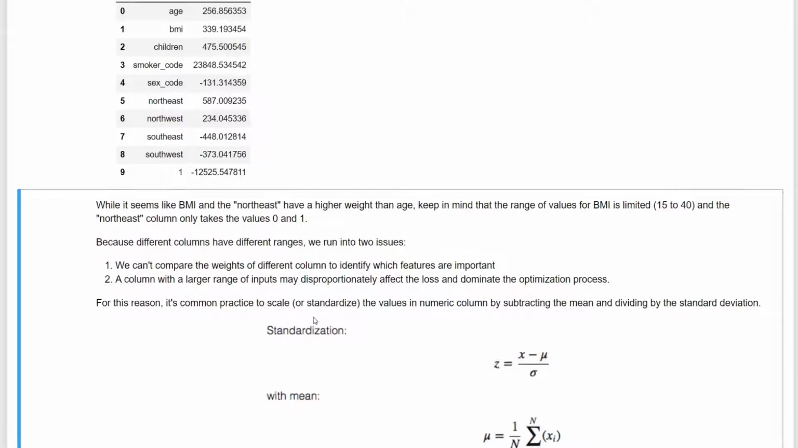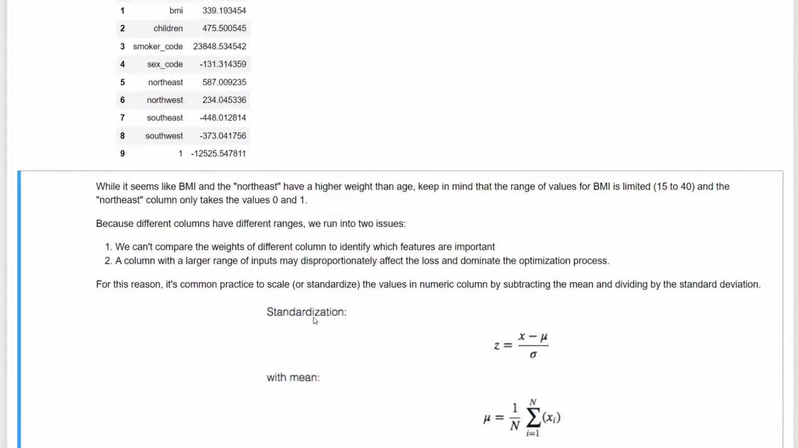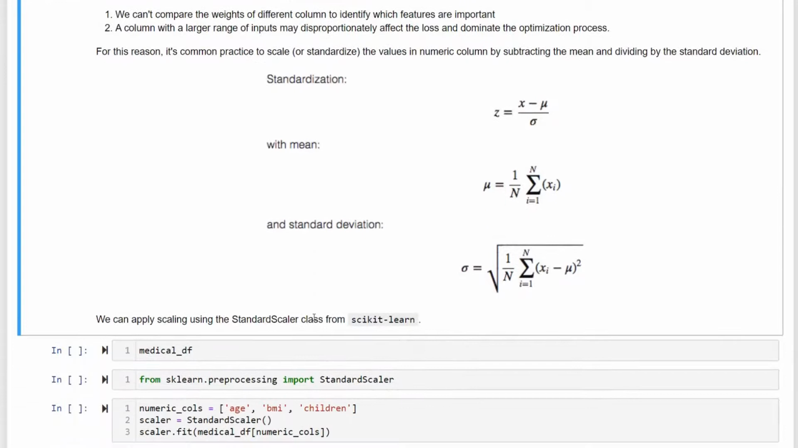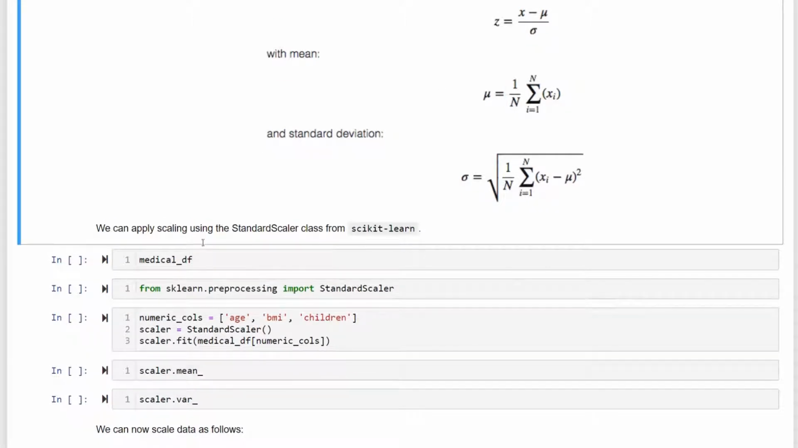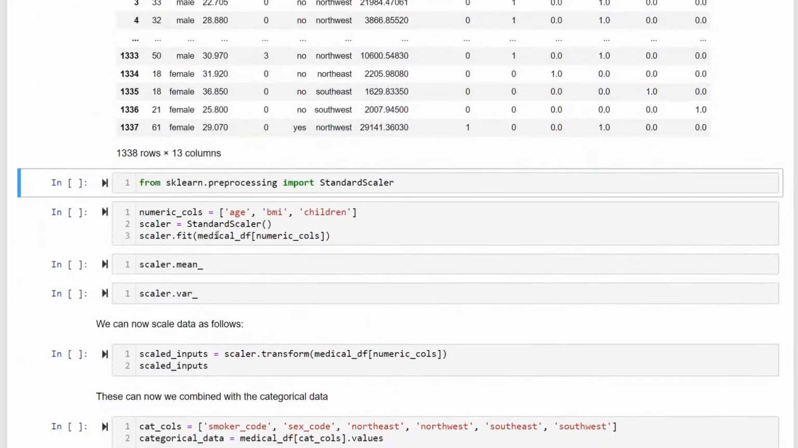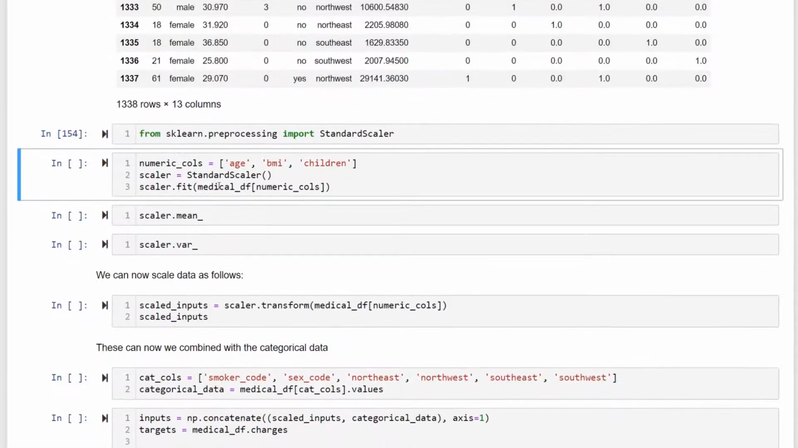Because different columns have different ranges, we run into these two issues. We can't compare the weights of different columns to identify which features are important. For this reason, it is common practice to scale or standardize the values in a numerical column by subtracting the mean and dividing by the standard deviation. The formula for standardization is z = (x - mu) / sigma, with the mean and the standard deviation. We can apply this using the StandardScaler method. Let us check the medical DF data and import the StandardScaler from sklearn preprocessing.